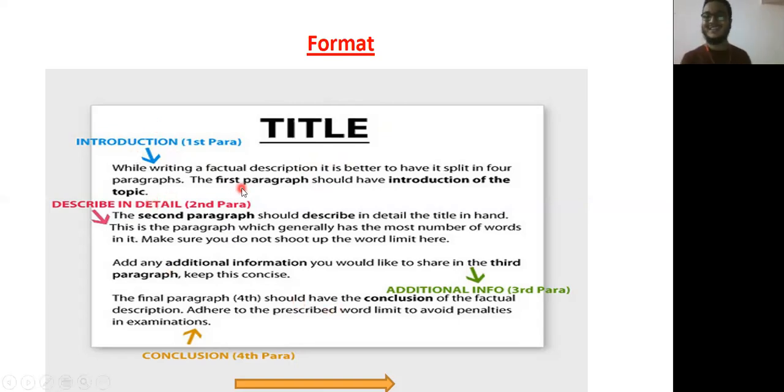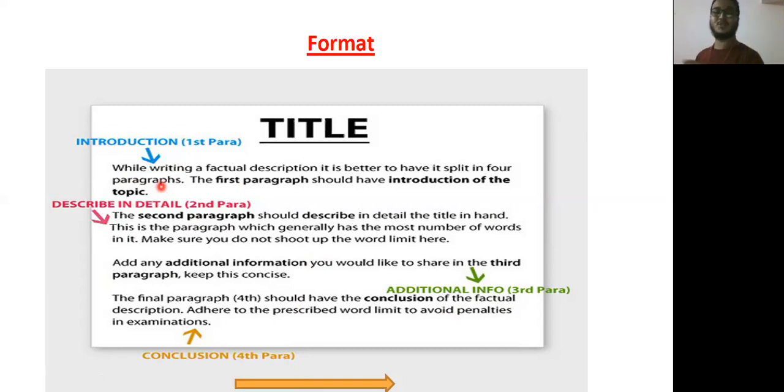When you write an article, students, introduction, body, conclusion. Essay writing, introduction, body, conclusion. Report writing, introduction, body, conclusion. Similarly, first paragraph, introduction, details, then coming to the conclusion. While writing a factual description, it is better to split it into 4 paragraphs.